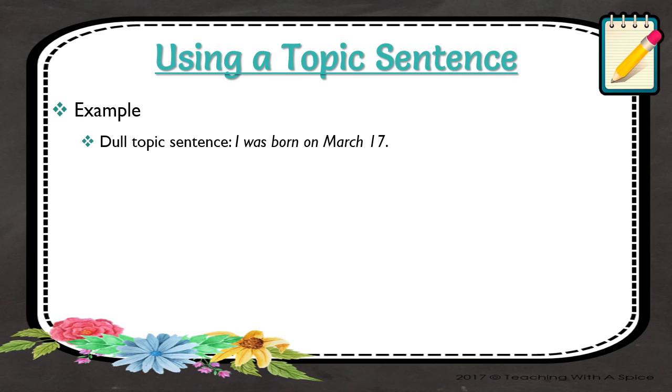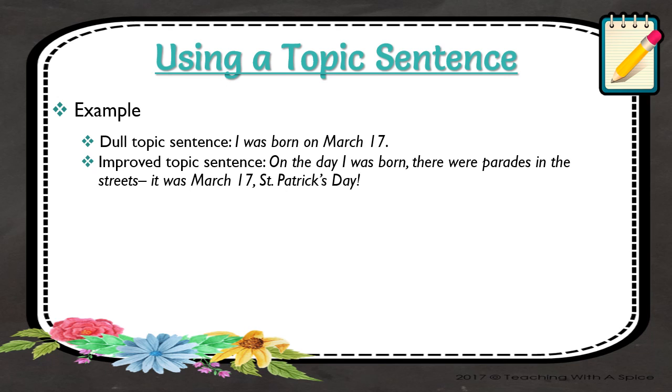Here's an example. Dull topic sentence. That means boring. I was born on March 17th. Do you want to keep reading? Probably not. Improved sentence: On the day I was born, there were parades in the streets. It was March 17th, St. Patrick's Day. Now I know half of you are thinking, no, still don't want to read it. But it doesn't matter. Most people would be more intrigued, having to read it to figure out, well, what else happened on that day? It gives a little more detail, a little more information. It's a little bit more interesting.